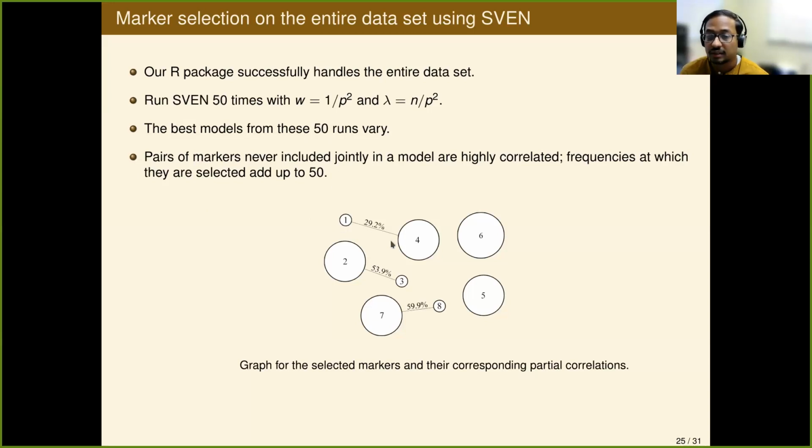So for example, in this case, the variable number 1, and let's say 4, these are arbitrary numbers just to enumerate, have never been included jointly, but they do share a 30% partial correlation between themselves after accounting for the remaining markers. So the algorithm Swen can identify different sets of markers which are possibly highly correlated among themselves.